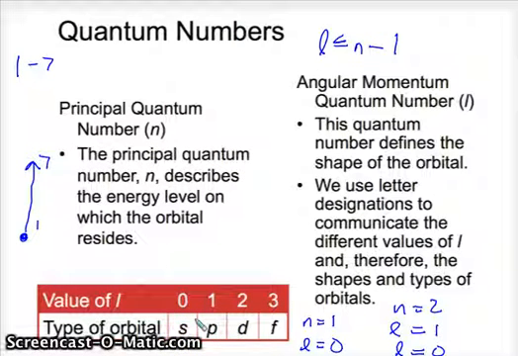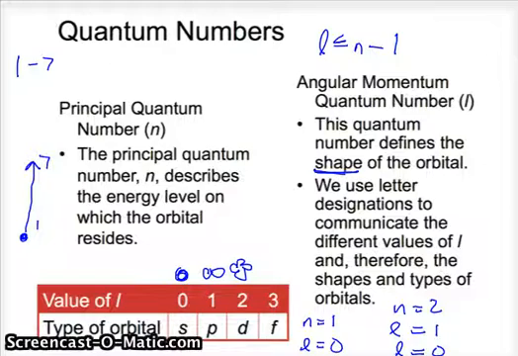So what this generally gives you, when we talk about angular momentum, is the general shape. Okay, so this simply gives us the general shape of the orbital. Okay, spherical, dumbbell shaped, or cloverleaf. Don't laugh at my cloverleaf.